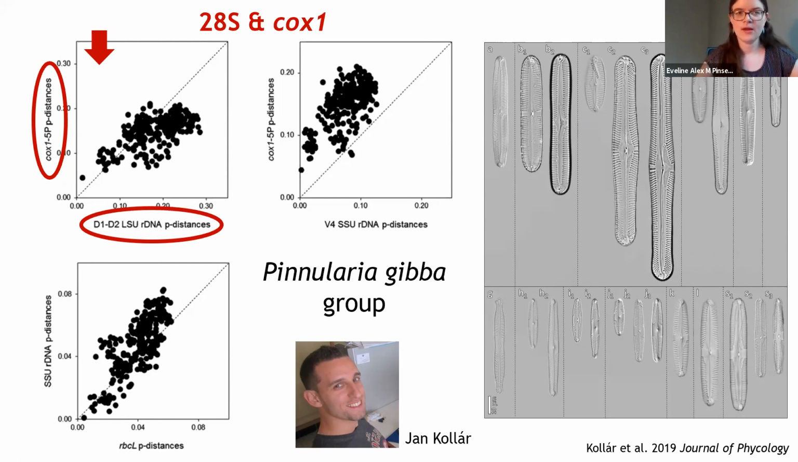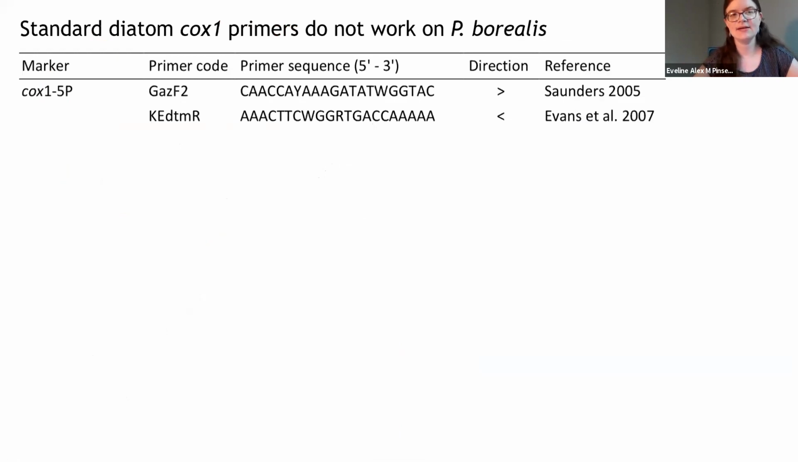COX-1, not so much. The problem with COX-1 is that there are actually very few standard primers available, and those that are available are not universal. So they cannot amplify any diatom you want. They only work on a few diatom groups. And unfortunately, they also do not work on Pinnularia borealis, although they work on most other Pinnularias.